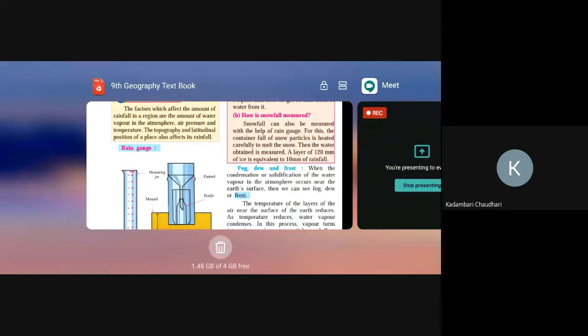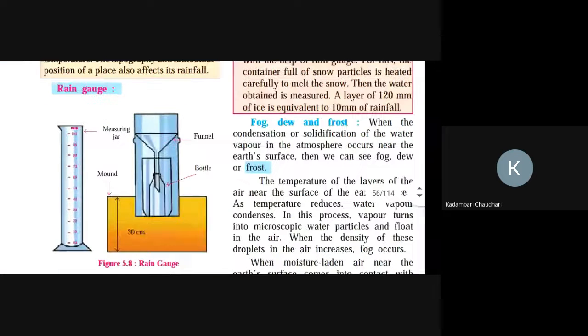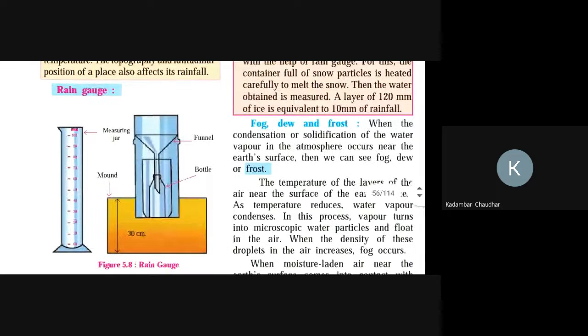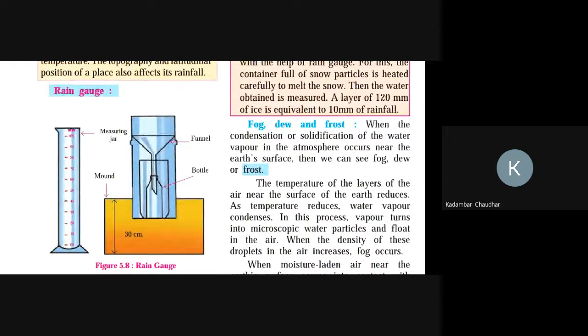Okay, now see guys, rain gauge. Till now we have seen 1000 mm water, 100 mm water, 500 mm water. How do we measure this rainfall?